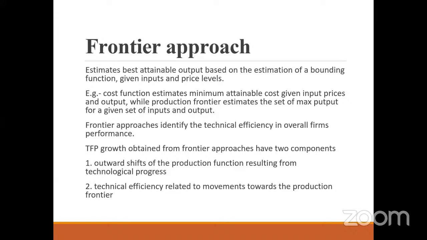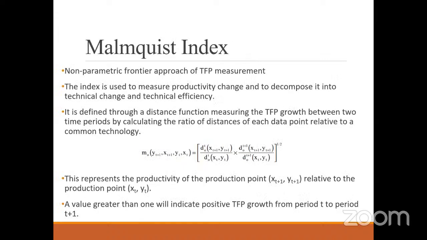The production frontier approach identifies the role of technical efficiency in overall farm performance, while the non-frontier approach assumes that the production function is already technically efficient. The TFP growth obtained from the production frontier approach has two components: one is technical efficiency, another is technical change. So here I will cover the non-parametric frontier and non-parametric non-frontier approaches, like the Malmquist Index and the Conquest Index.